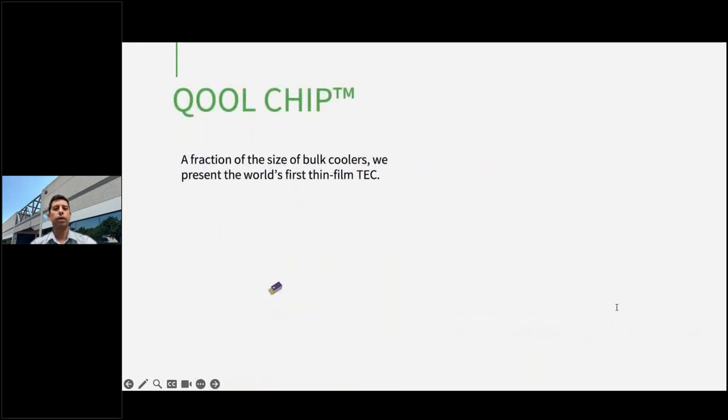A few months ago at OFC, we announced CoolChip, our new true thin film technology microcooler, a first in the thermoelectric industry. This delivers unprecedented cooling performance in very small geometries. CoolChip microcoolers have a broad market appeal in photonics, optoelectronics, data centers, refrigeration, medical, and industrial applications.